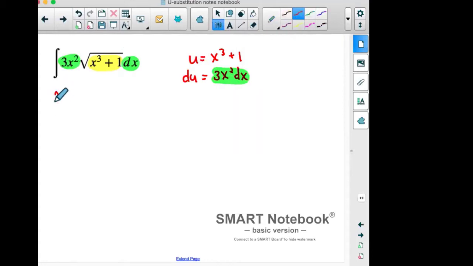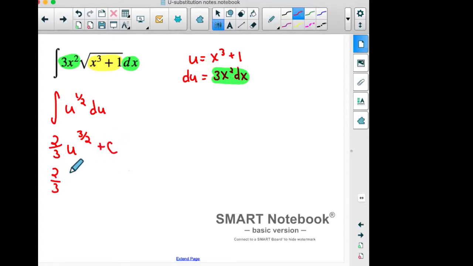So I'm going to substitute in. I'm going to replace this with u, and I know the square root is the same as the 1/2 power. And I'm going to replace the green part with du. And so this is the actual problem I'm going to integrate. So what is the integral of u to the 1/2? 2/3 times the cube root of u squared. Very good. I'm going to write it as a fraction: 2/3 u to the 3/2 plus C.